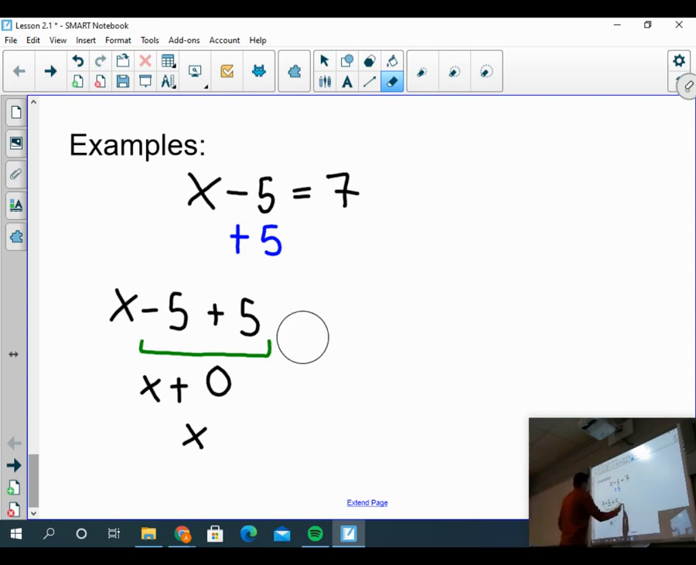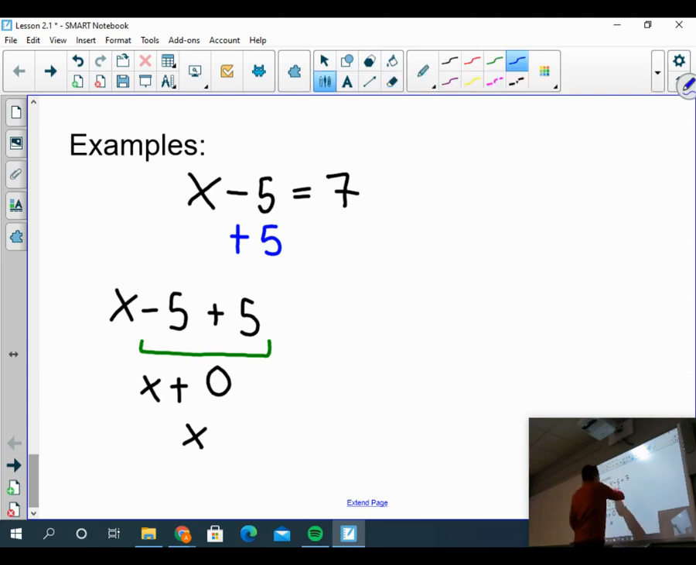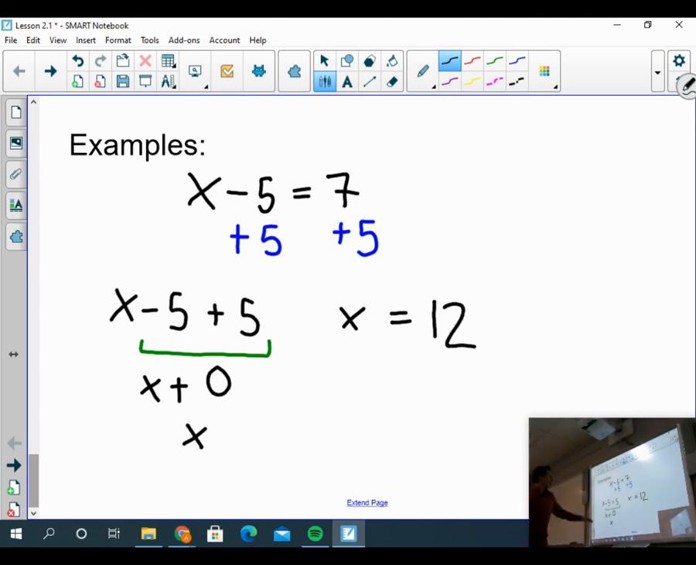So what do we need to do? Well, if I add 5 to the left side, I also must add 5 to the right side. Now what you do is you just simplify. We saw here that when I add 5 to the left side, I'm just left with x. And if I add 5 to the right side, what's 7 plus 5? 12. So what I see here is that x minus 5 equals 7. I use inverse operations to get x by itself. And when I do that, I find that x equals 12.